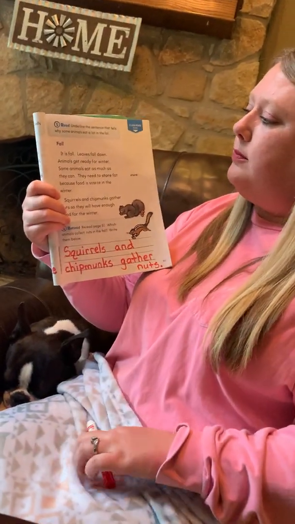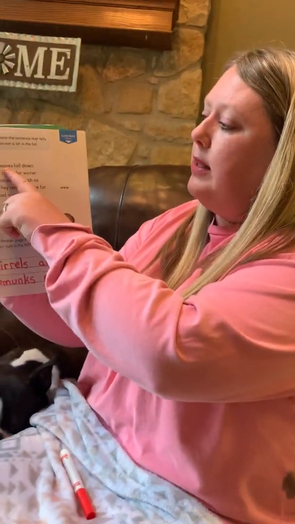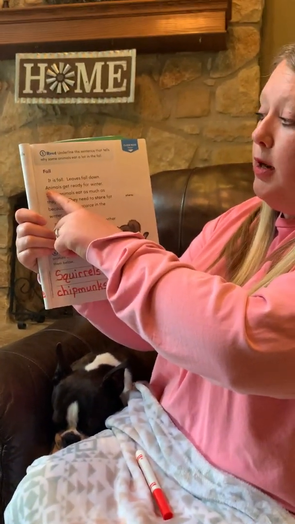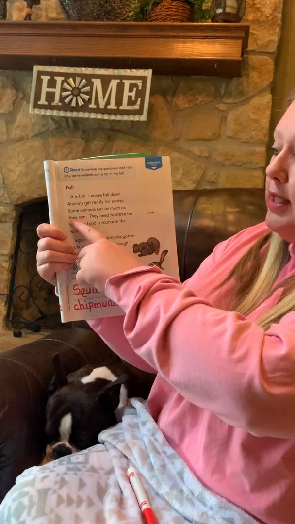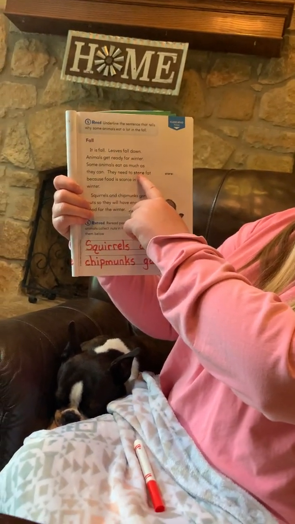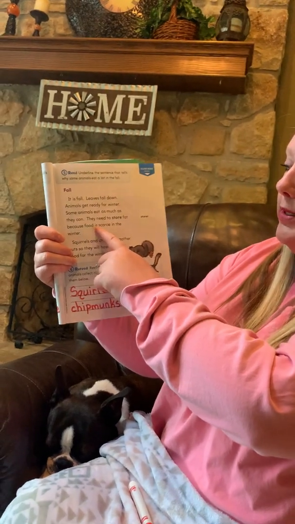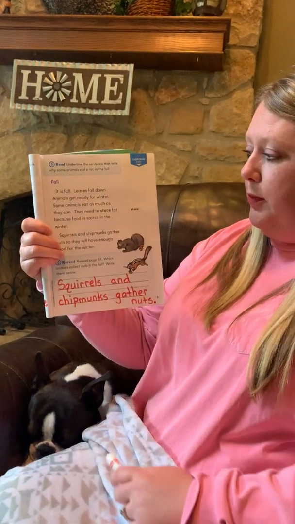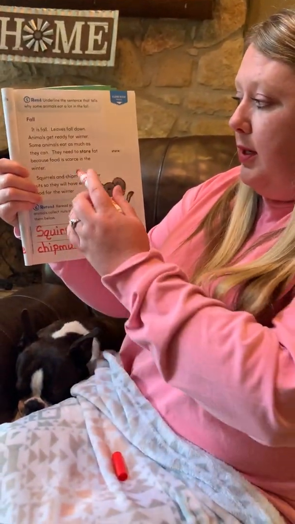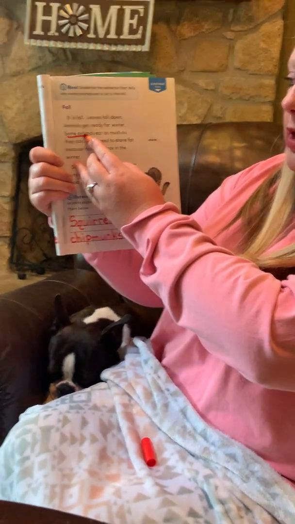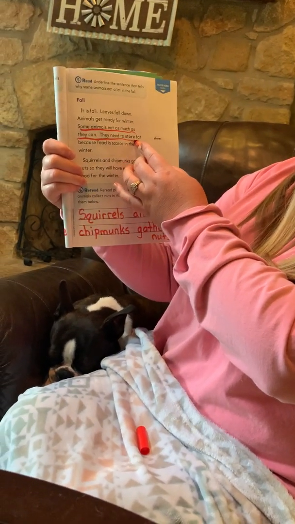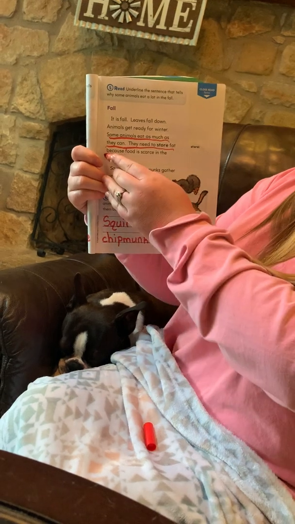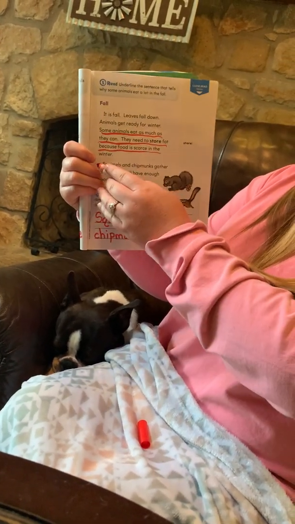Okay, it says, it is fall. Leaves fall down. Animals get ready for winter. Some animals eat as much as they can. They need to store fat because food is scarce in the winter. Ooh, and I saw a sentence that told me why animals need to eat a lot. It says right here, some animals eat as much as they can. They need to store fat because food is scarce in the winter.